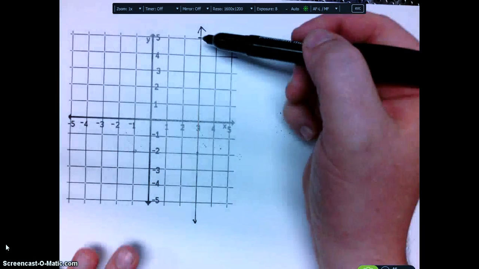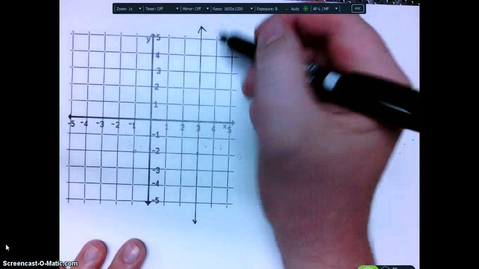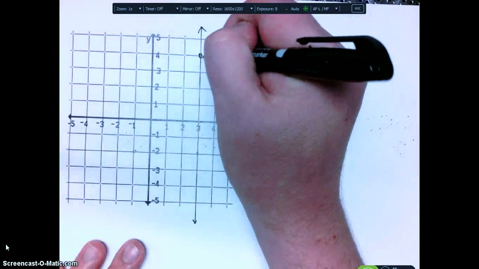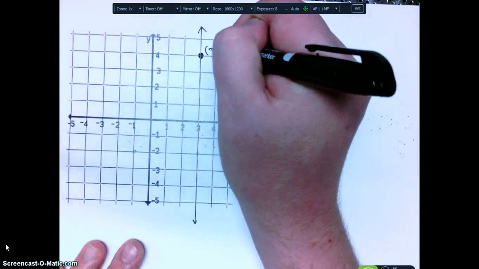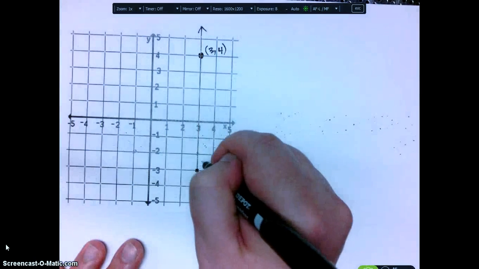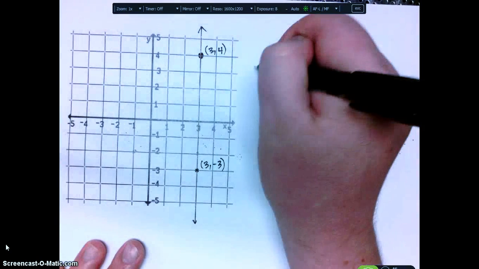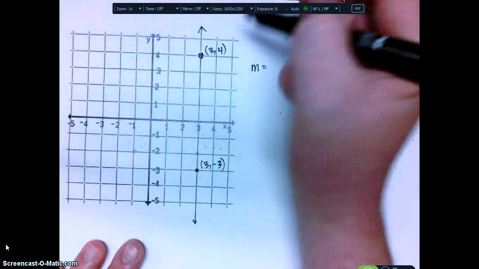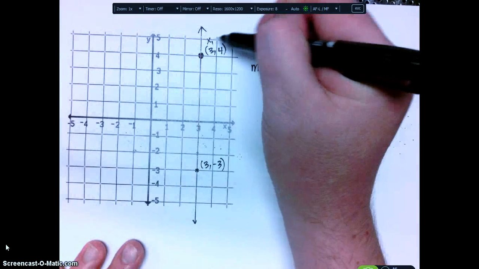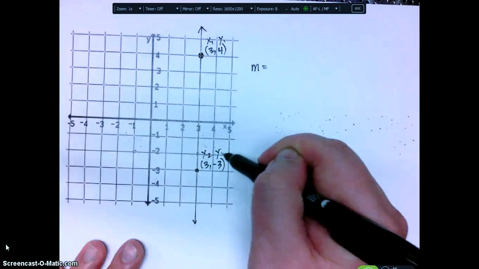But we also can find where we have a vertical line. Again, let's do the same method. Let's pick any 2 points. Let's label this one 3, 4, and let's label this one 3, -3. Again, let's find our slope. I'm going to label my points. This is going to be my x1 and my y1. This is going to be my x2, my y2.